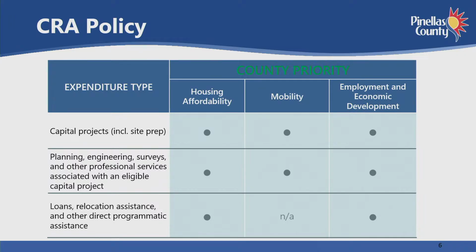Planning for those could be costs associated with getting a site ready for development, things like that. And then there are opportunities for more programmatic funding of programs. But all of these projects and programs that would be identified in an approved redevelopment plan that would have to come before the board for approval for a specific CRA, all of the funding of the projects would have to be in alignment with that approved plan.